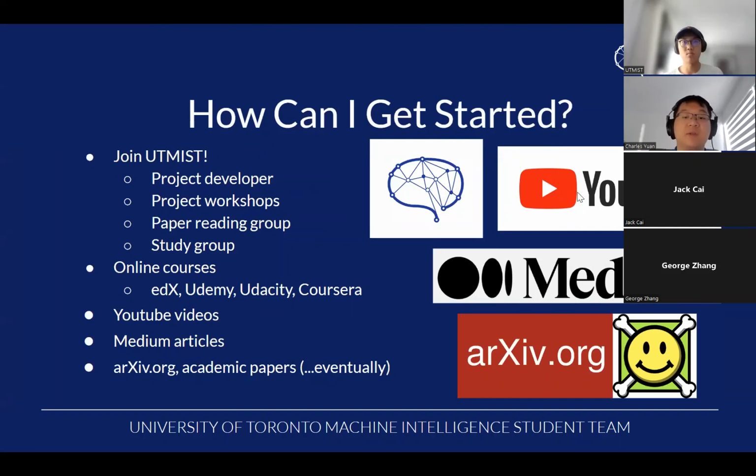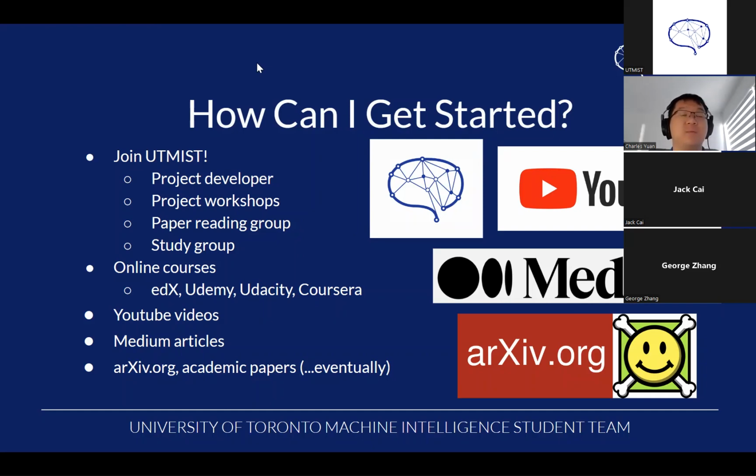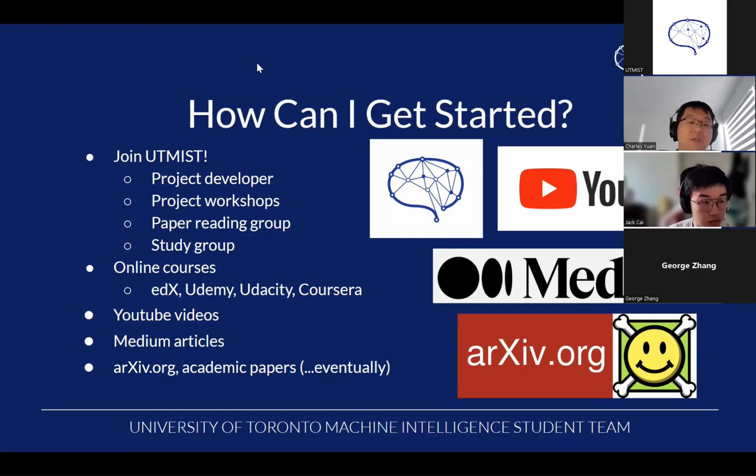As you slowly immerse yourself in the world of machine learning, all these technical terms and jargon that I mentioned before will slowly become less and less intimidating. And the best way to start immersing yourself right now is to join UTMIST. We have a variety of different opportunities across different departments. As I'm sure most of you know, we already have the project developers, which allows you to basically work on a machine learning project with a bunch of other developers led by an experienced project director. Some of the other initiatives that we have include the project workshops, which are monthly sessions where attendees can complete beginner-friendly applied machine learning projects.